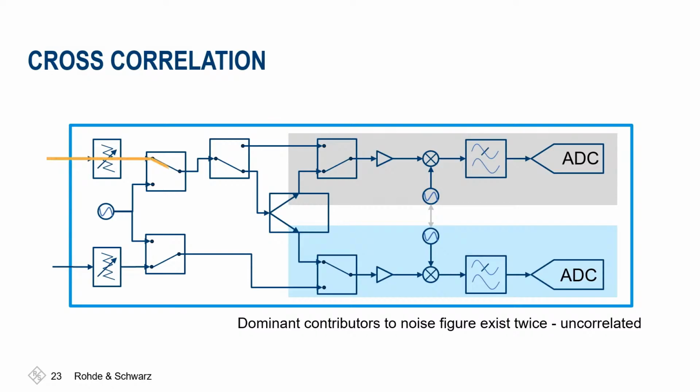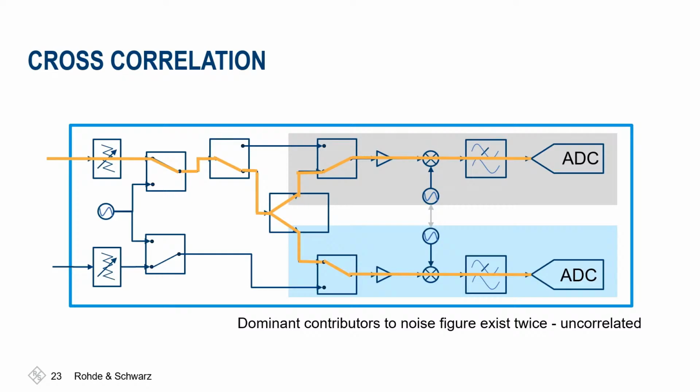Here's again the block diagram of the FSWX. And I have again my signal that's entering the FSWX on the left-hand side, just one signal in this case. It gets fed into a splitter and then is being split up into the two RF paths. One is being highlighted here in gray, the other one in light blue. The important thing to keep in mind about cross-correlation is that any uncorrelated contribution that exists only in one path gets cancelled out if you average long enough.